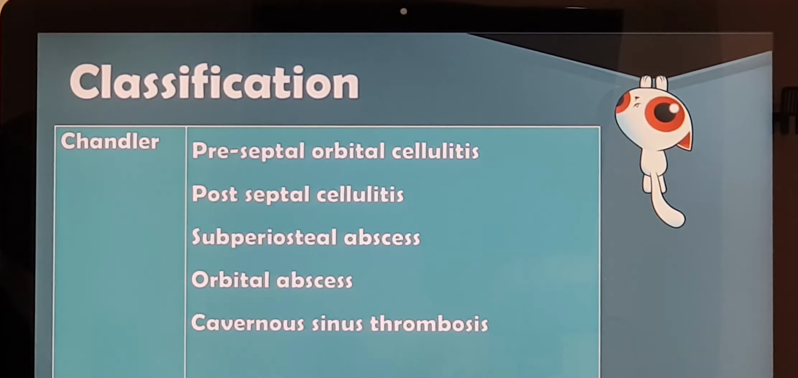So let us go to the second part, where we will see the presentation of the patient, what are the complaints of the patient, and how are we going to examine the patient.